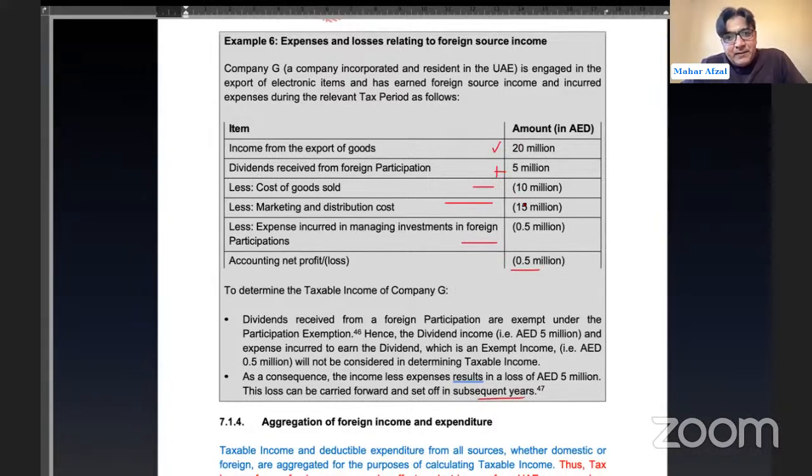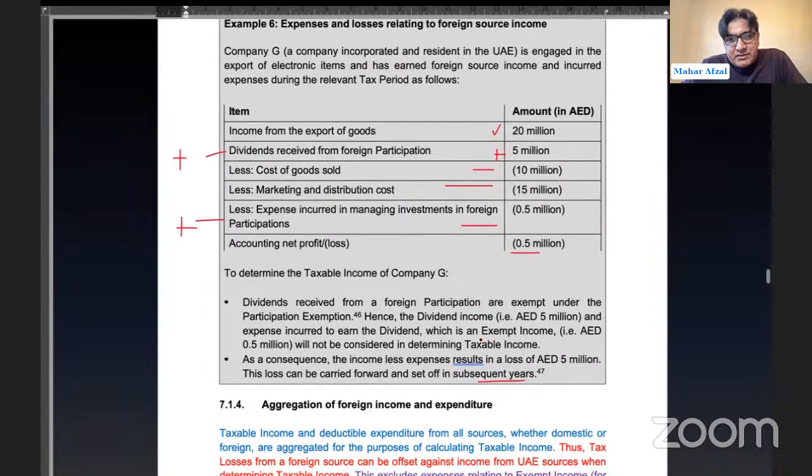20 less 10, 10 less 15, negative 5. This income and this expense will not be considered because of apple to apple comparison. If we are not paying tax on the income, we should not claim the expense as well. So remaining is 20 less 10, 10 less 15, negative 5. So based upon this, income and expenses result in a 5 million loss and can be carried forward.